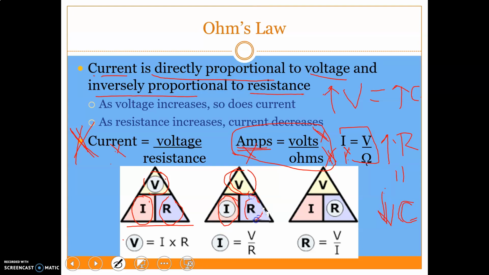So here are the three formulas that you will be using to find the different variables. We have voltage equals current times resistance, current equals voltage divided by resistance, or resistance equals voltage divided by current. So now you're going to complete the practice worksheet.